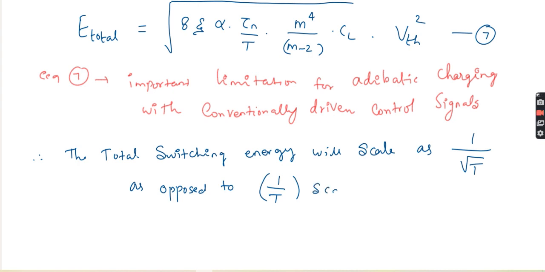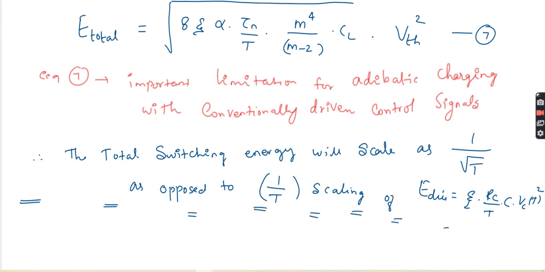1 by t scaling of the energy dissipation, epsilon, that is epsilon RC by t into C into VC of t the whole square. So this is nothing but your one stage adiabatic buffer for conventional. In the next class we'll study about the two-stage adiabatic buffer in conventional system.